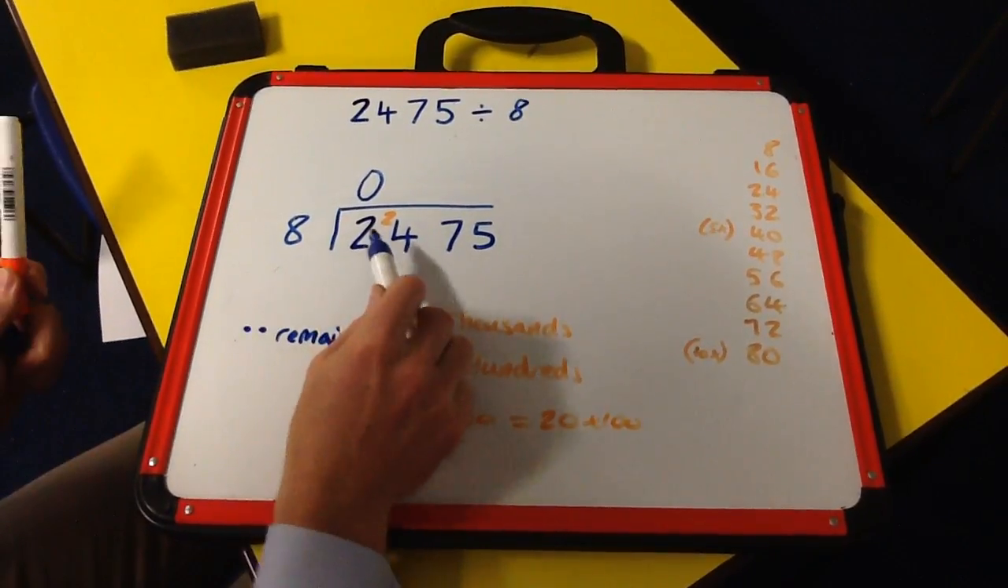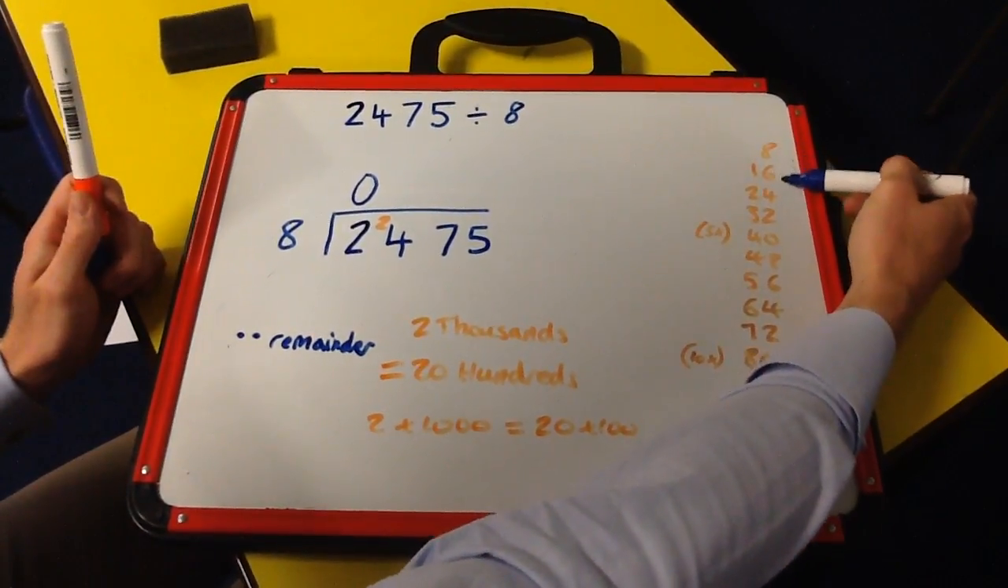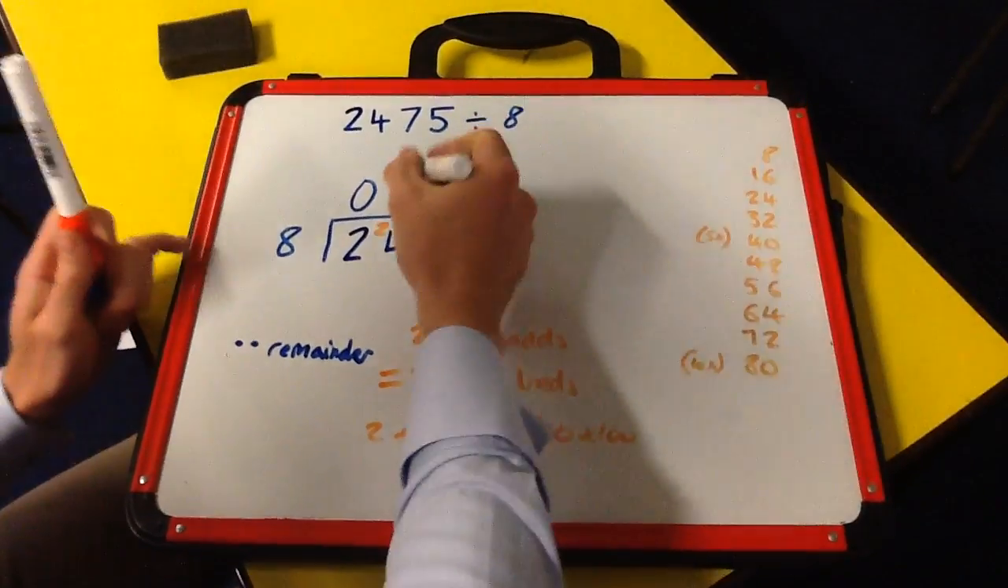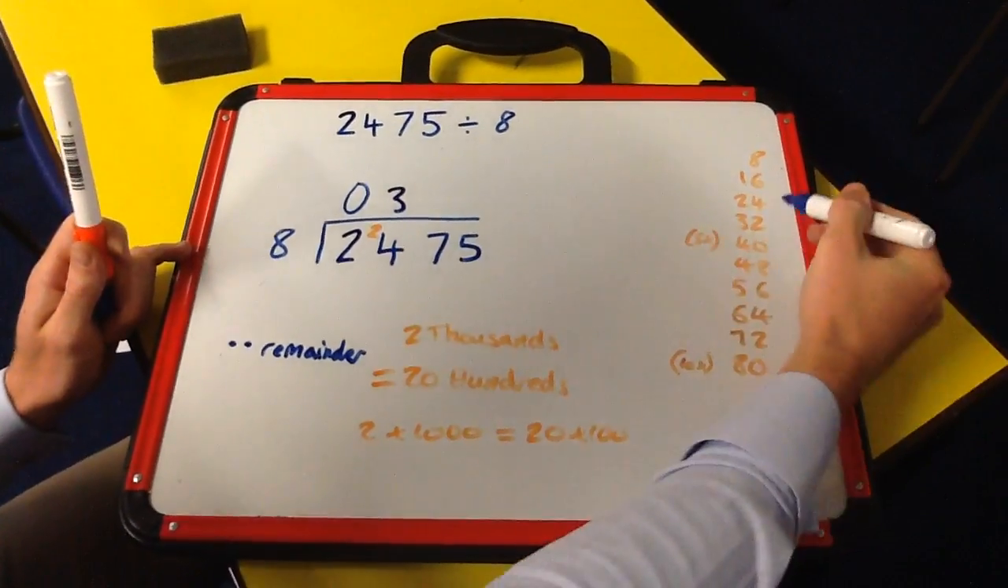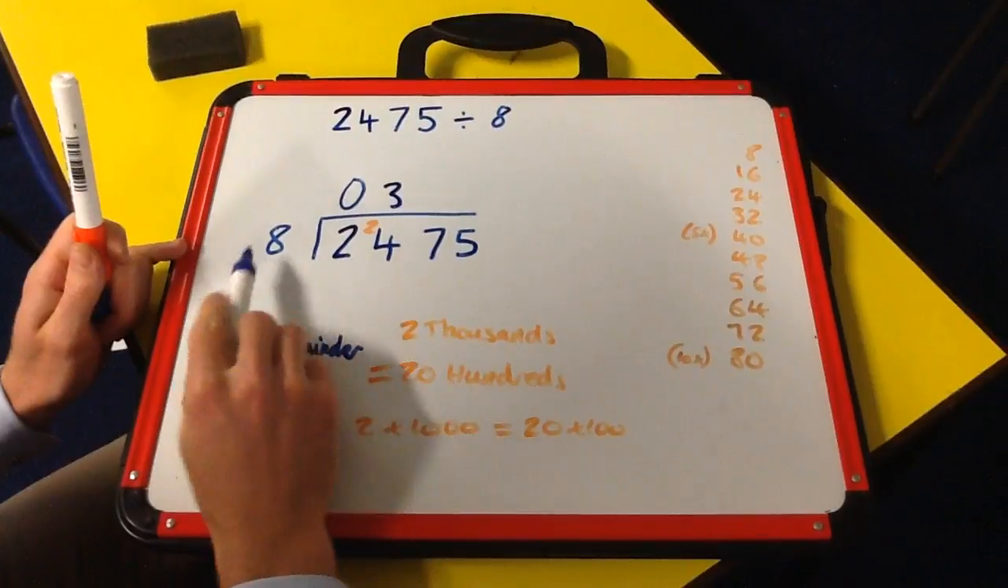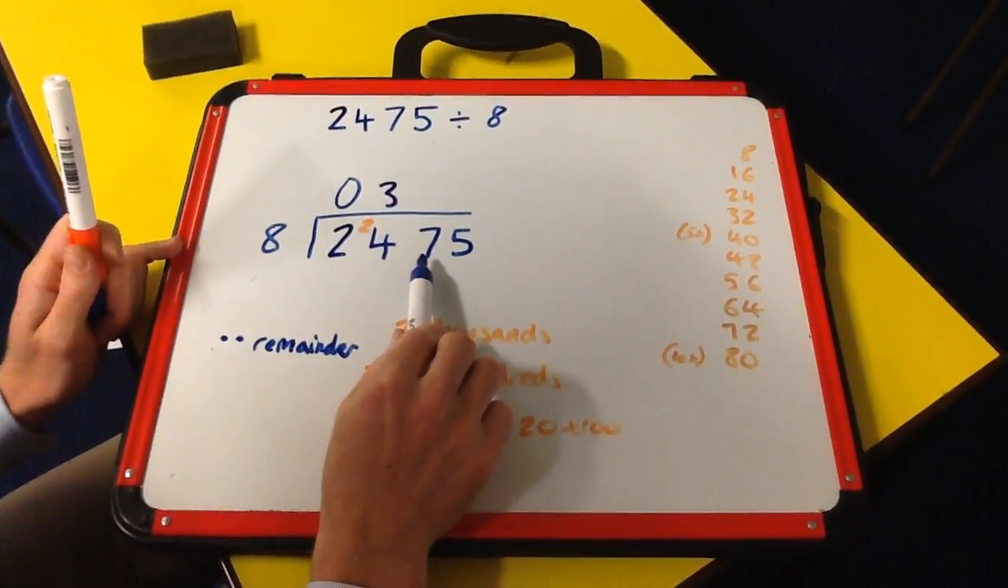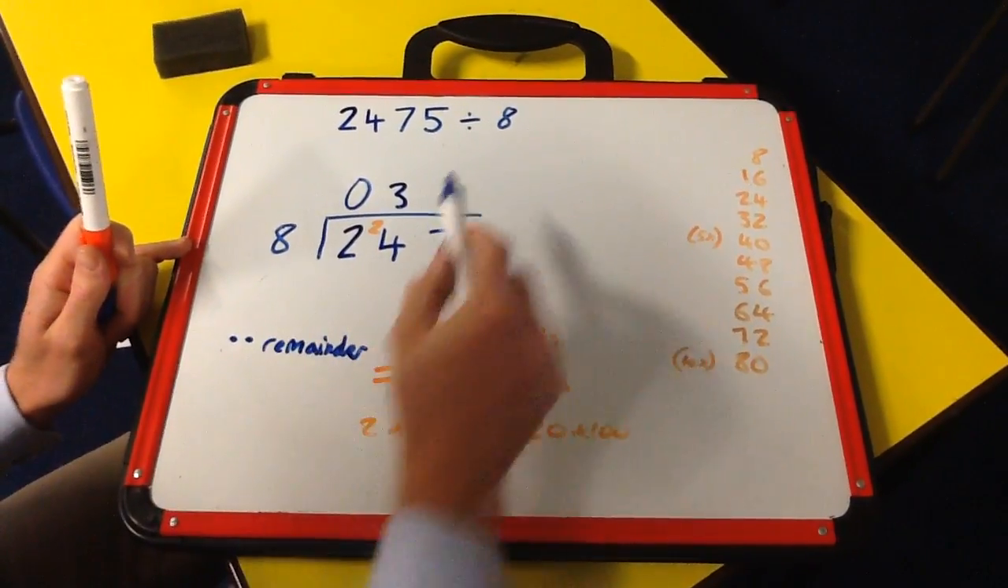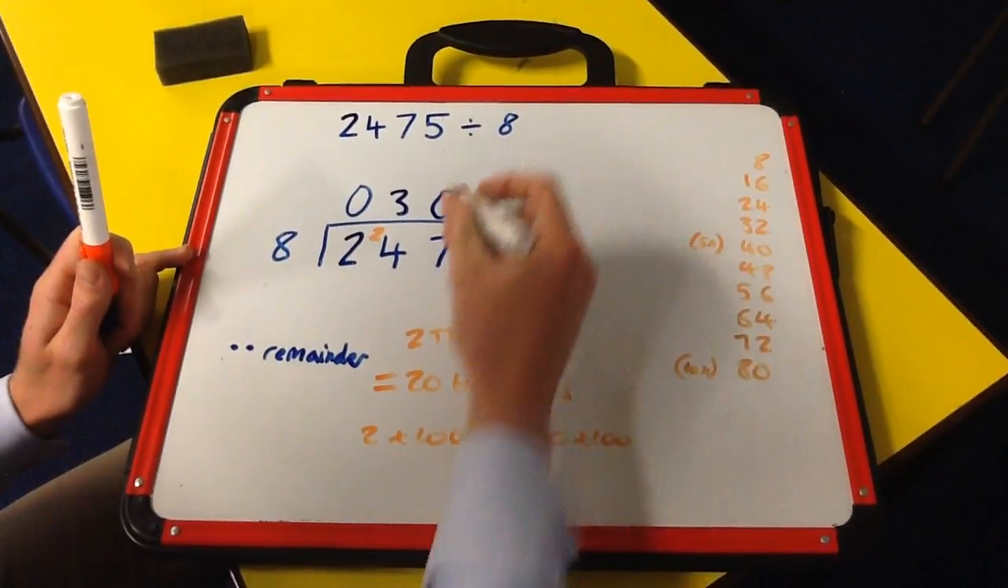How many 8s go into 24? Using my toolkit, 1, 2, 3. 3 8s, and that's exactly 24. So now we move on. How many 8s go into 7? Well, 7 is smaller than 8 again, so it's going to be a 0, and we've got to have a remainder of 7.